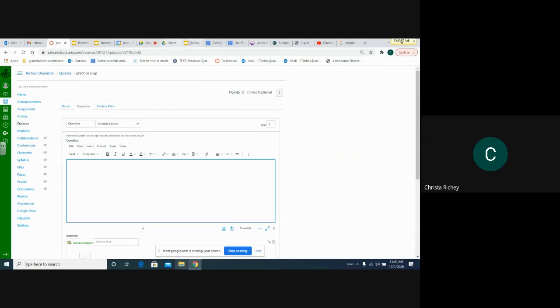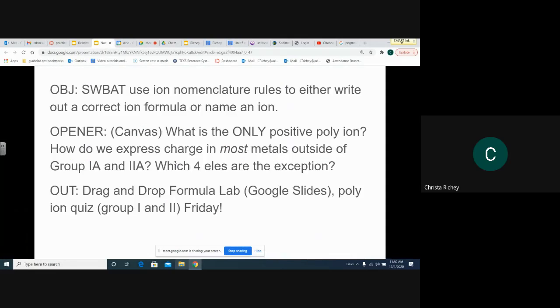So let me go to what we're doing today. Oh no, other things. How do we express a charge in most metals outside of group 1 and group 2? A Roman numeral. The I means 1, the V means 5, IV is 4, V and then I is you going up. There are 4 elements outside of group 1 and 2 that are metals that do not need Roman numerals. What are they?